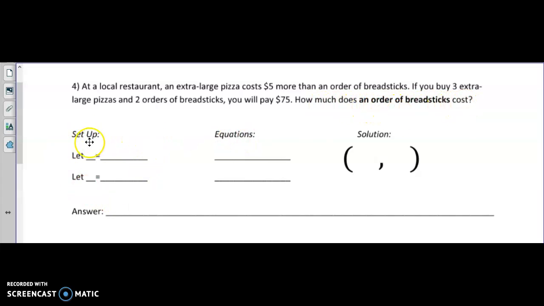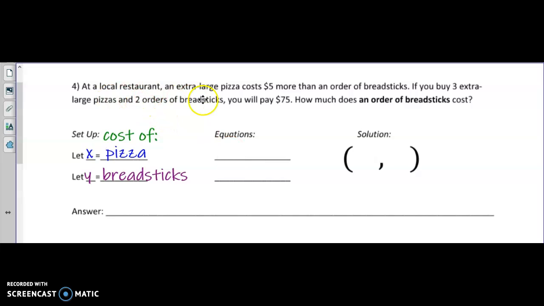So when I'm doing my setup, I know I'm looking for how much things cost. So it's the cost of something. And I know one thing I don't know are breadsticks. How much do they cost? Because that's my question. The other thing I don't know is how much do pizzas cost? So I'm going to let X equal the cost of pizza and Y equal the cost of breadsticks. Now, I put pizza as X because it came first in the problem, but honestly, it doesn't matter. You could have put X as breadsticks, Y as pizza. Just make sure you follow that through in your equations. But it should give you the same answer in the end.